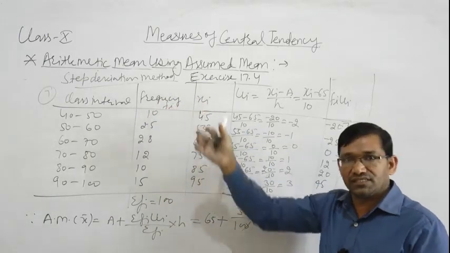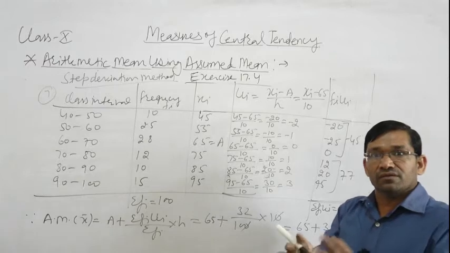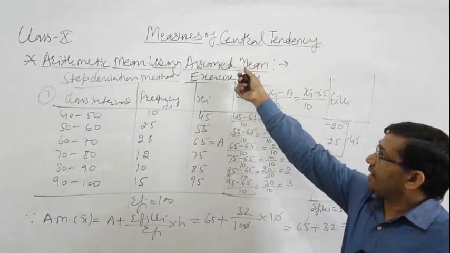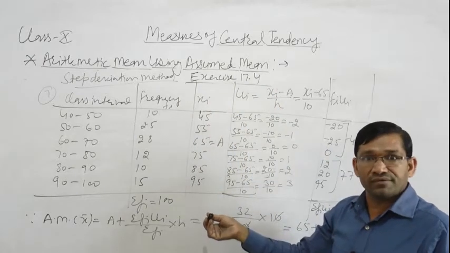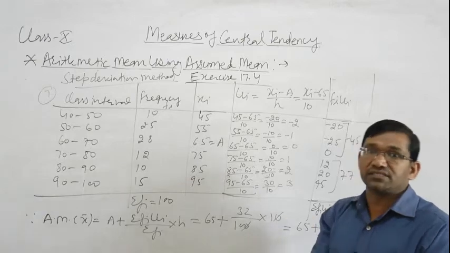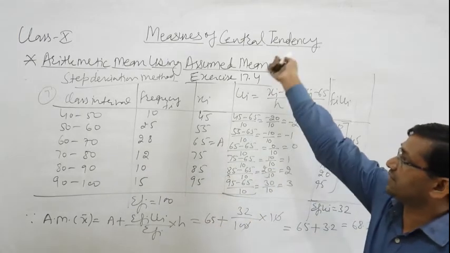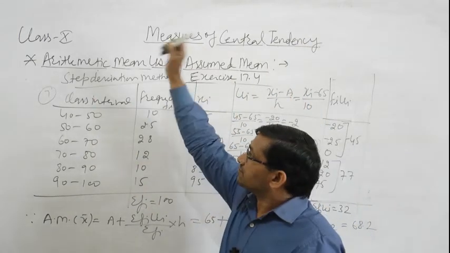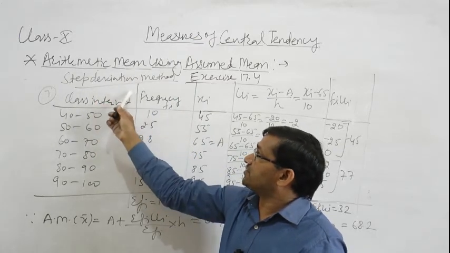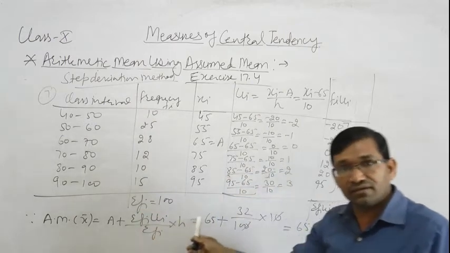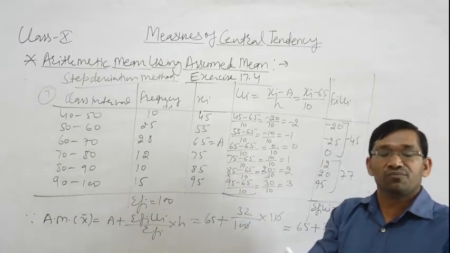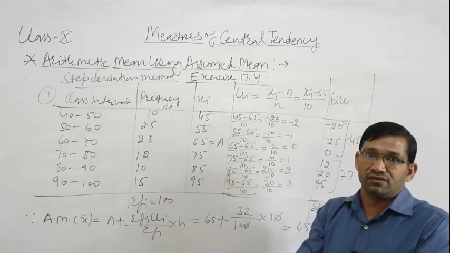This is also a simple method. We can find arithmetic mean by using either method. When the method name is given in the question, we use that method. If the question says find arithmetic mean by using the step deviation method, then we use this method. Otherwise you can use any method for finding arithmetic mean.